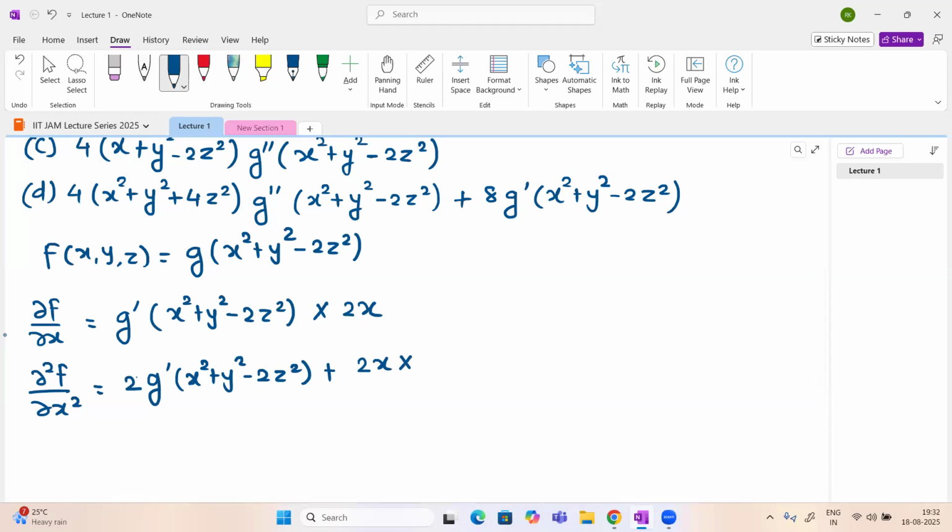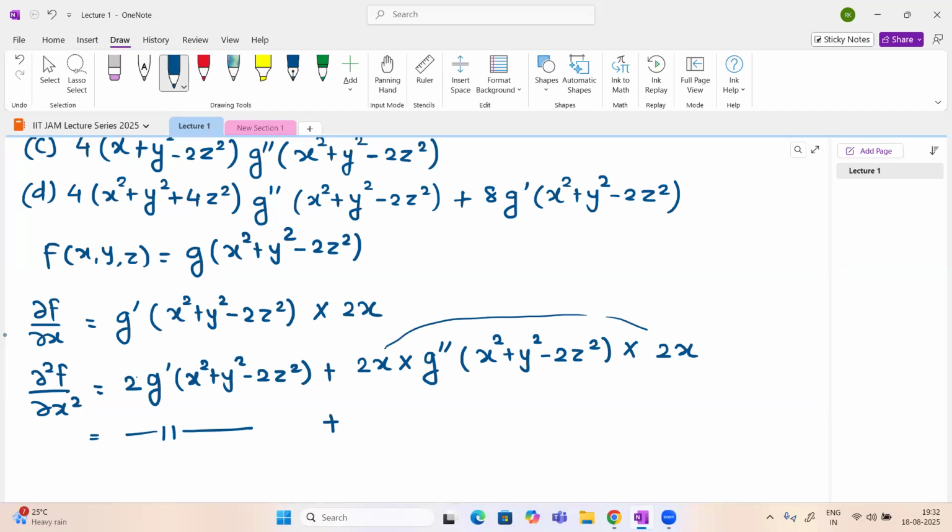Now use this rule and tell me what will be the second term. 2x as it is, agree? Yes, sir. Derivative of g dash is g double dash of x square plus y square minus 2z square. And again the derivative of this bracket with respect to x is 2x. That means the first term is the same. In the second term, 2x into 2x gives 4x square into g double dash. I will call it u, for simplicity.